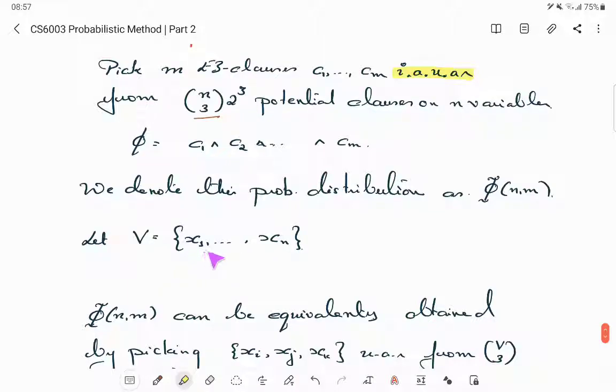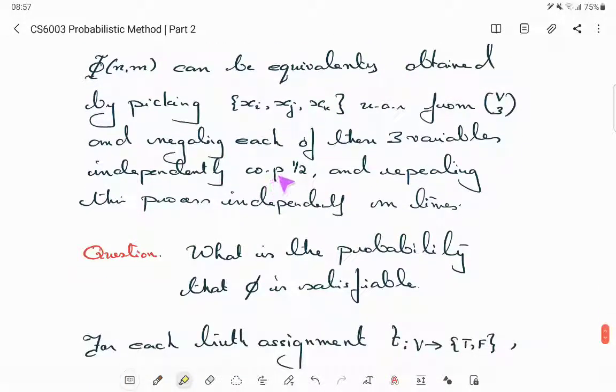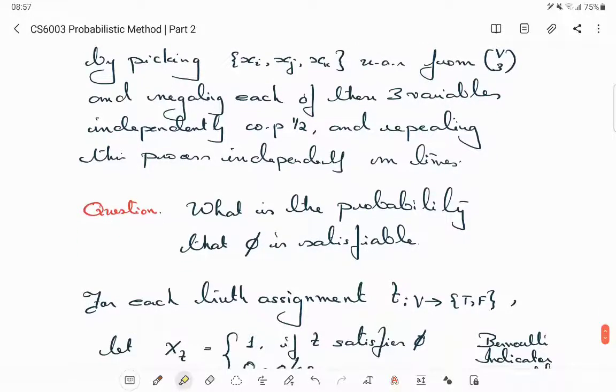Let's call the variables x1 to xn, and phi of n. Actually, this random experiment you can also do in 2 stages if you wish. First by picking the 3 variables, in fact, that's how I described it, and then negating them with probability half. Okay, what is the question we are interested in? What is the probability that a formula created that way is satisfiable?